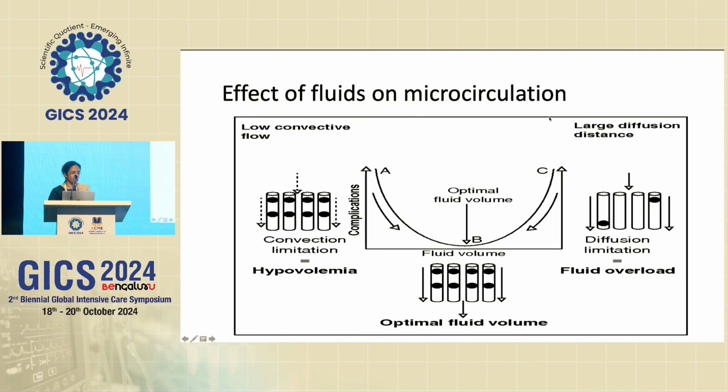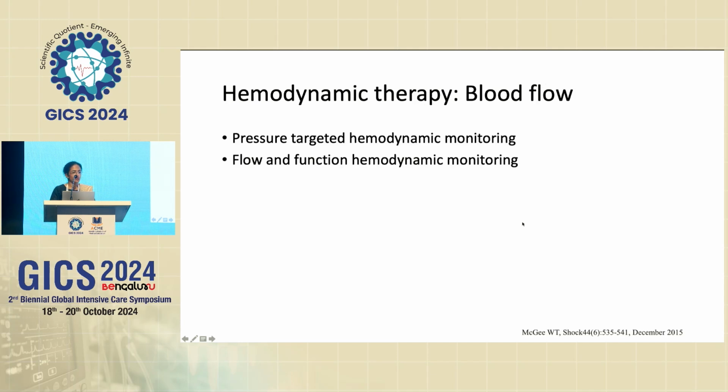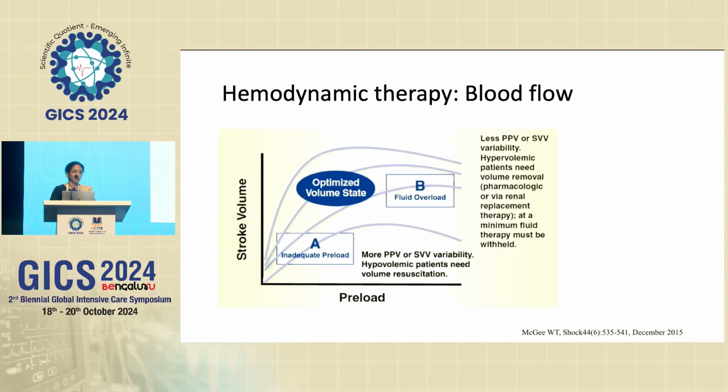So what happens when you give fluids to the microcirculation? When there is less fluid given, you have a convective failure, while if you give too much fluid, there is diffusive failure in the fluid resuscitation. So rather than going for pressure-targeted hemodynamic monitoring, we go for flow and functional hemodynamic monitoring, which is basically whatever dynamic methods are used to look for fluid responsiveness. They are all flow based.